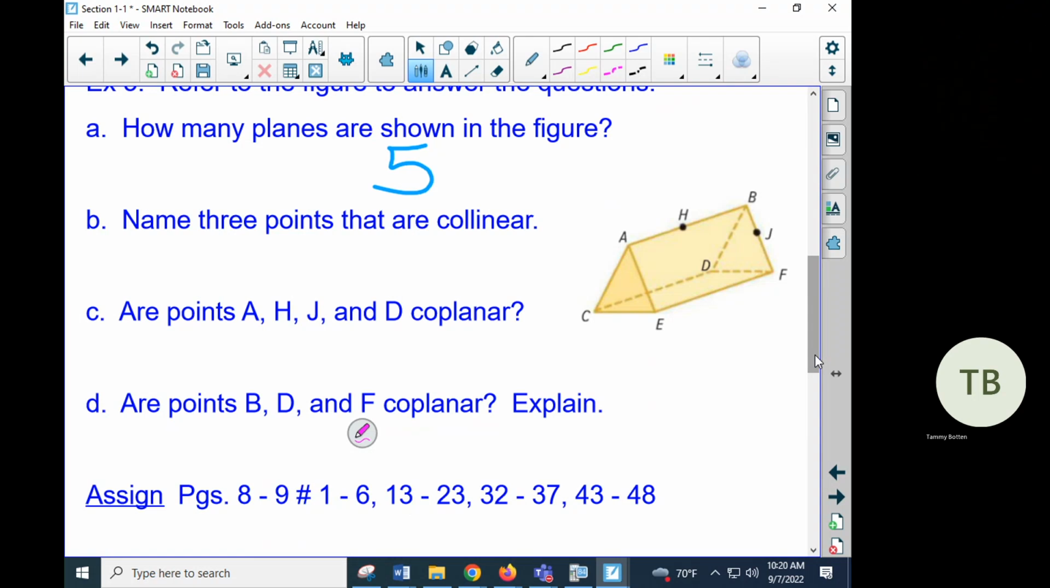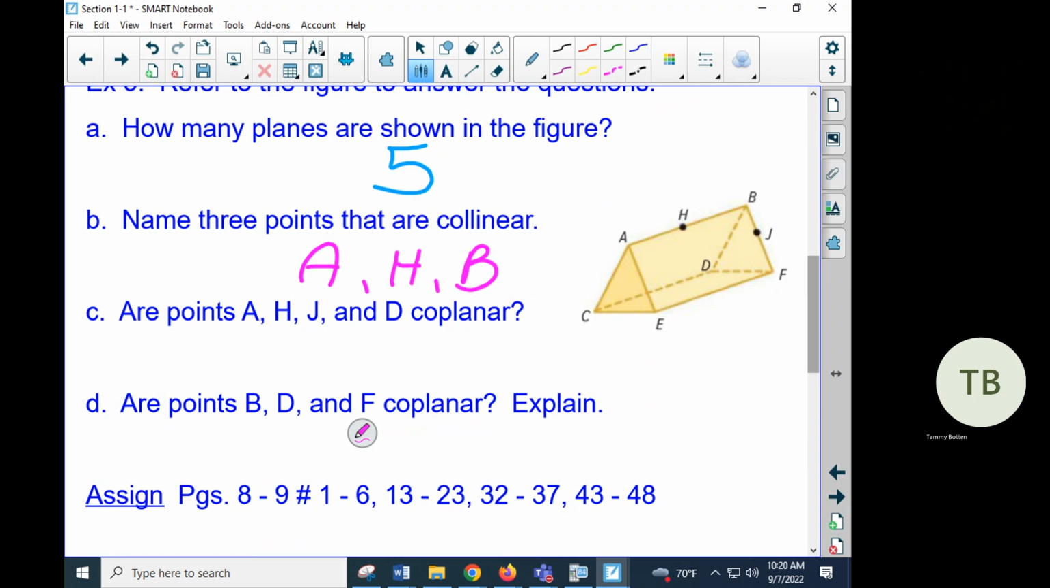So do you see a line? And like I said, sometimes they don't put a dot by a plane. So do you see 3 points on the same line? A, H, B. So they don't always put that point there, but you can tell that it is.